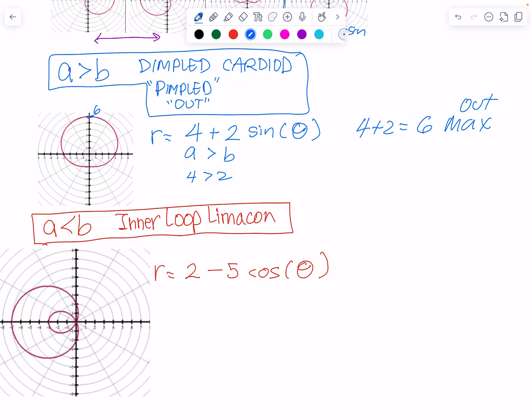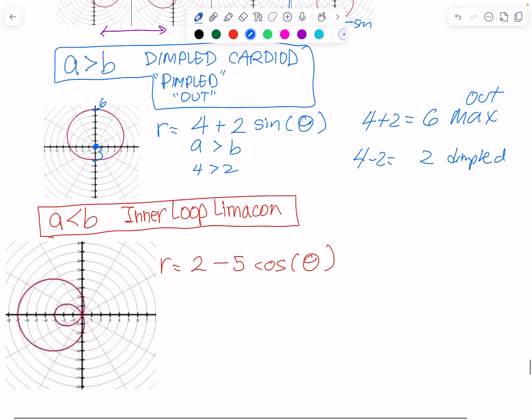And now it always goes from the pole. That's the pole, like the center. And how much is the dimple or the pimple that comes out? That is 4 minus 2, which is 2. So that's the dimple part. And as you can see here, it comes out of the pole.